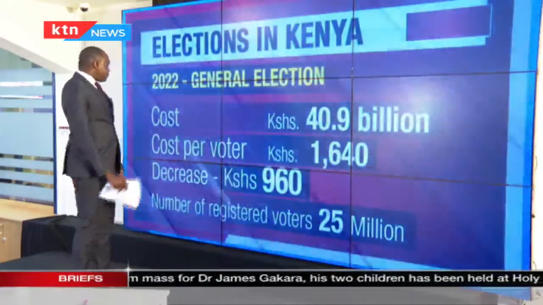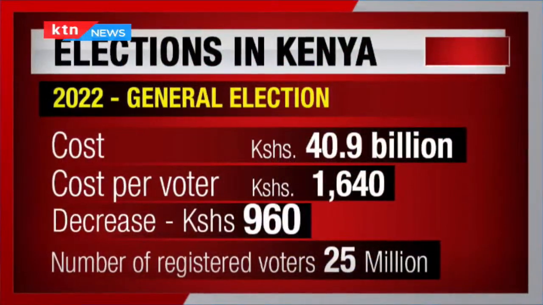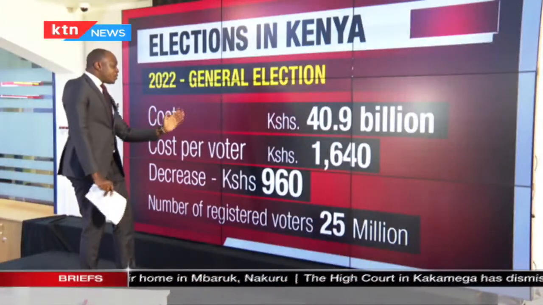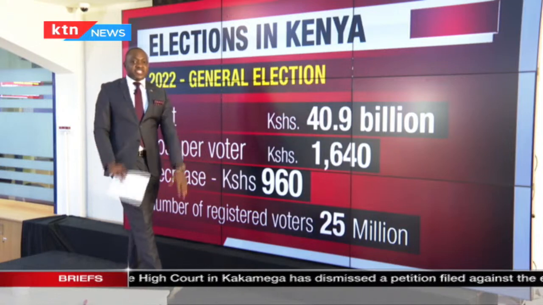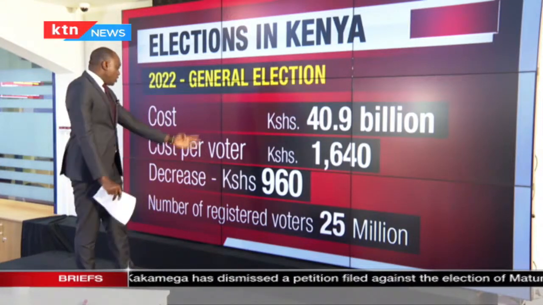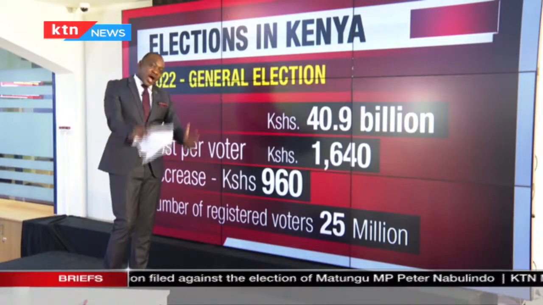Away from that, in the 2022 general election, the projection I've been talking about, the IEBC says we'll need an additional amount of money first. We're registering new voters. So the total amount they're asking for from Parliament is 40.9 billion shillings. The cost per voter is 1,640. Now, this is significant because there has been a decrease of about 960 shillings, just 40 shillings shy of the 1,000 shilling mark, which is $10. So that's the decrease.